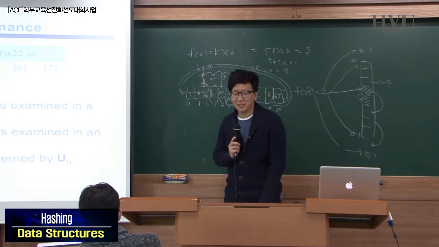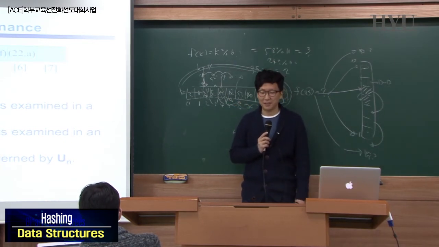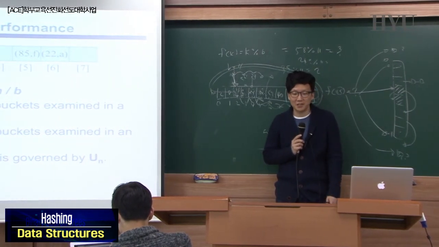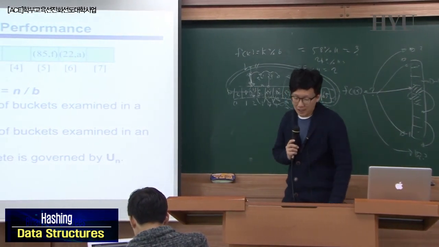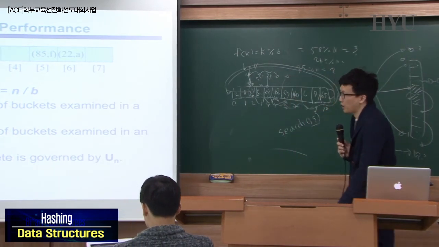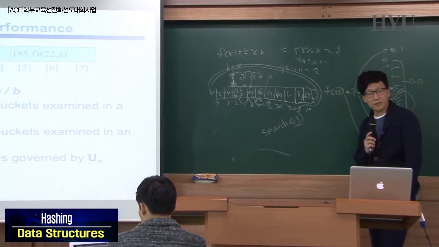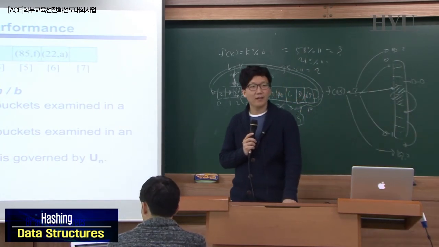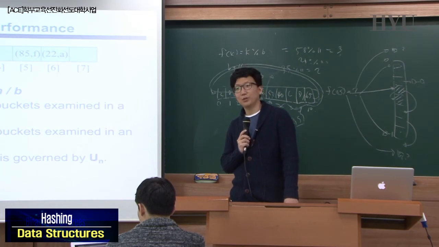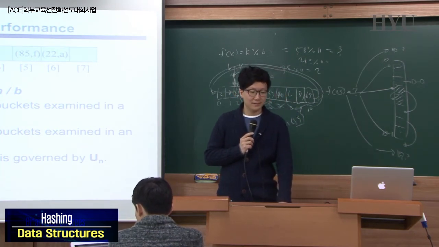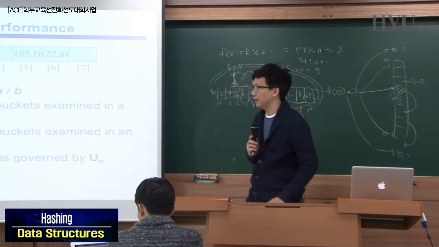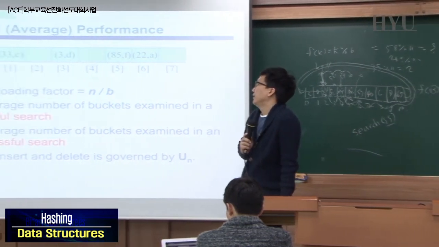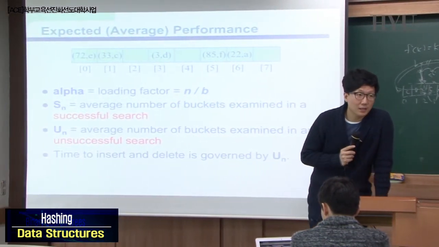Expected average performance. Expected, same thing. I want my hash table to achieve at least this much performance. That's my expectation. So they introduced a few parameters, just for your reference: alpha, SN, UN. They also tell you how to compute SN and UN. Alpha is something called the loading factor: the number of elements divided by the total number of buckets.